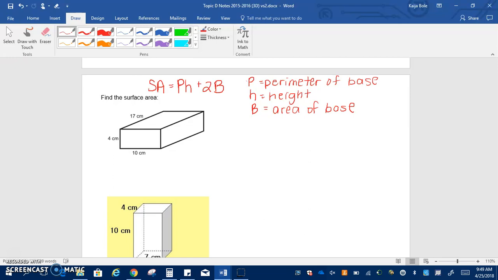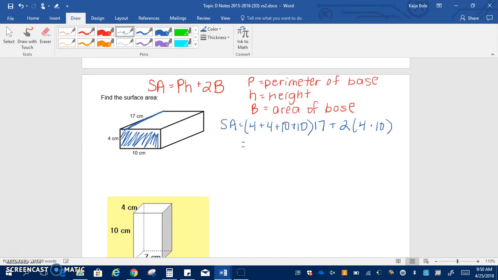If we look at the first one, I'm going to shade what I want to use as my base. I want to use this front side because I can see it. You could choose really any of them though for this shape. Alright, so we have surface area equals our perimeter of our base, 4 plus 4 plus 10 plus 10, times our height. So how long is it to connect it back to the other base? And that's 17, plus 2 times the area, which would just be 4 times 10.